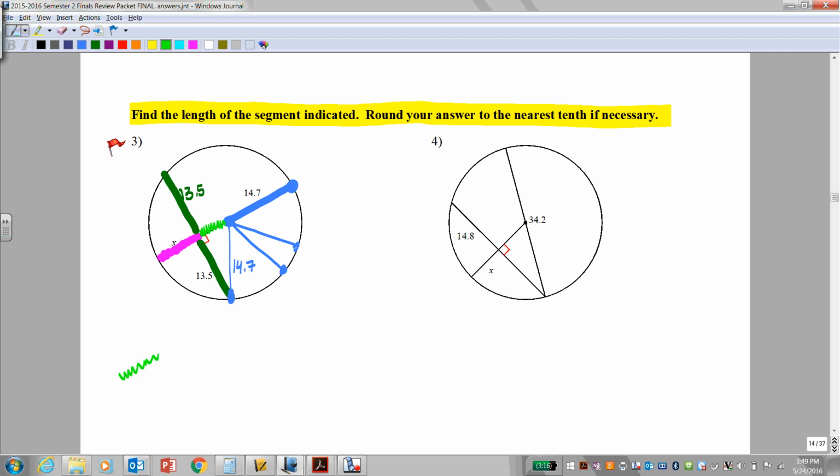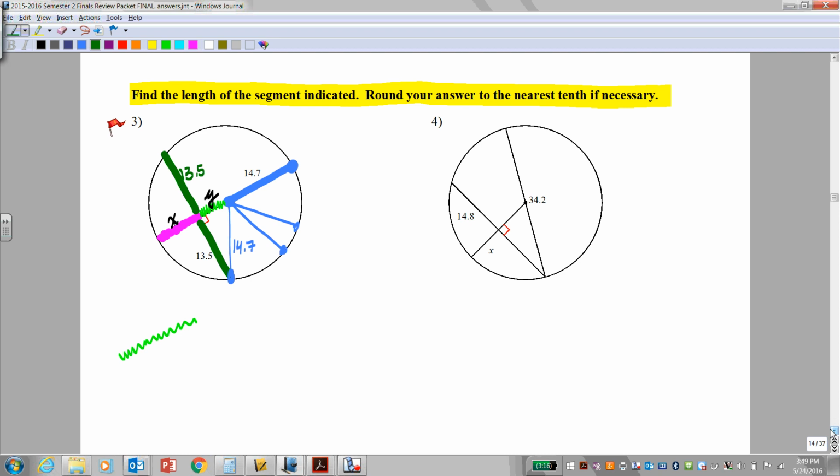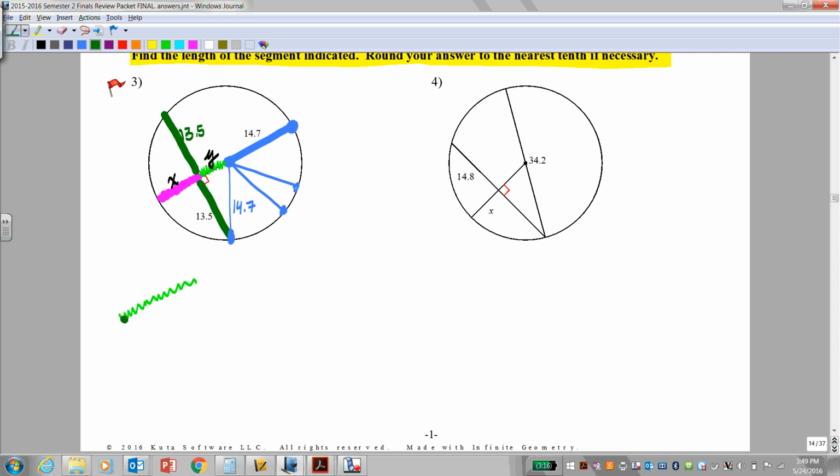We have this part right there, which we have in light green. I'm going to call that Y. Your ultimate goal is to find X. And then we have this 13.5 here, going this way. And then, of course, we have the 14.7 radius come around here. So you can see here that you can easily solve for the light green here, which is Y, using Pythagorean theorem. Leg squared plus leg squared equals hypotenuse squared.